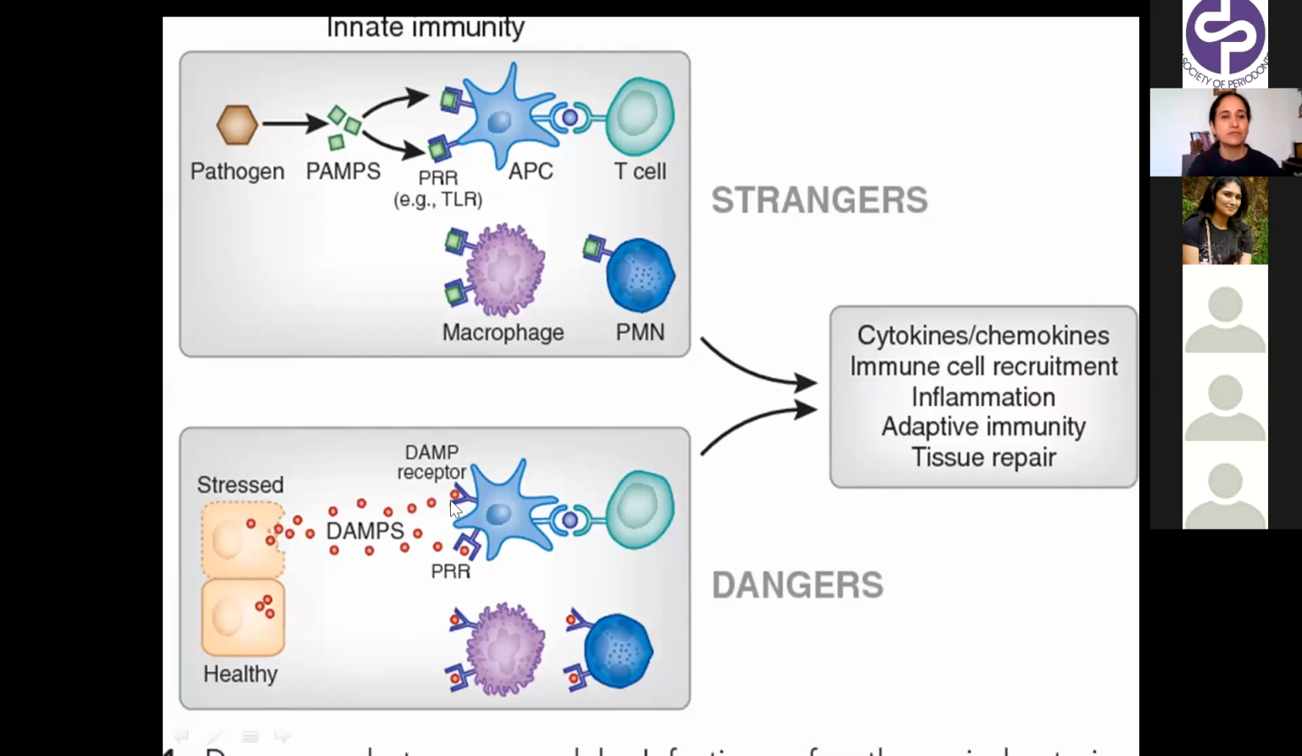Now, this is how it recognizes. This is about the PAMPs and this is about the DAMPs. So there are two threats to the body: pathogen-associated molecular patterns and damage-associated molecular patterns. These are recognized by the body, and this leads to the elaboration of cytokines and chemokines, inflammation, and adaptive immunity. And ultimately, once the immunity takes care of all the foreign or damaged substances, tissue repair is also elaborated by the cytokines.